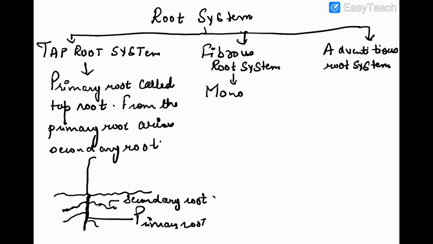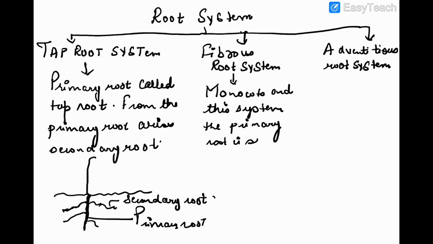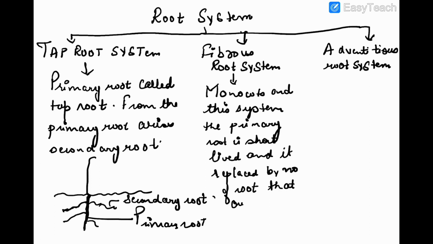Fibrous root system is seen in monocots, and in this system the primary root is short-lived. The primary root is short-lived and it is replaced by a number of roots that originate from the base of the stem in tufts.